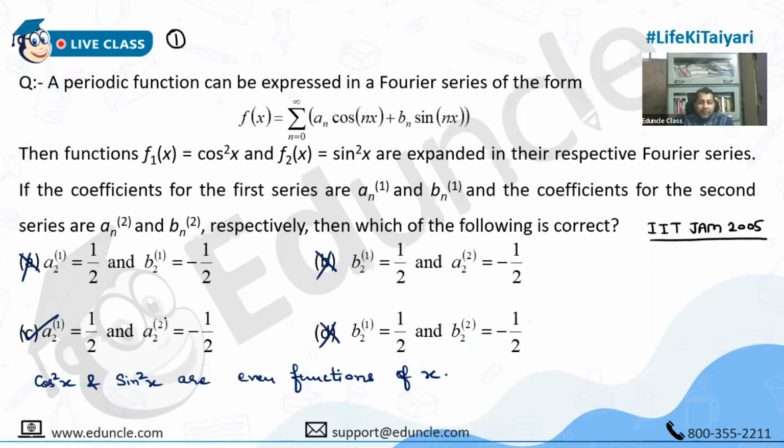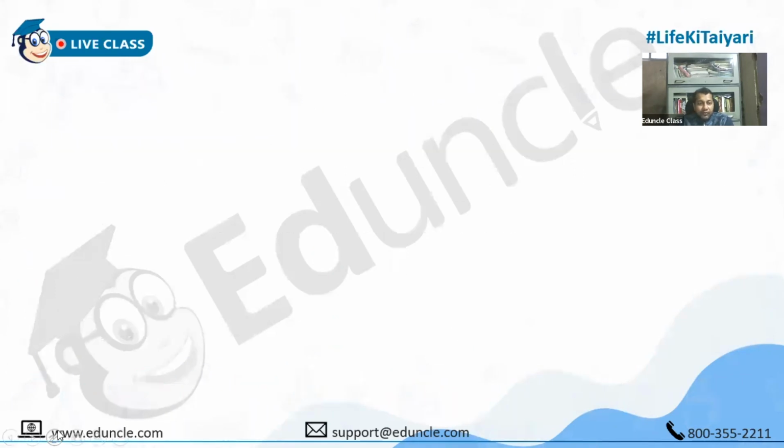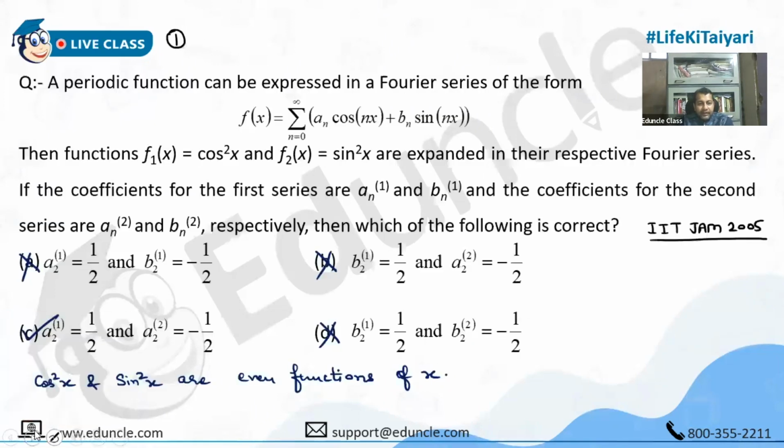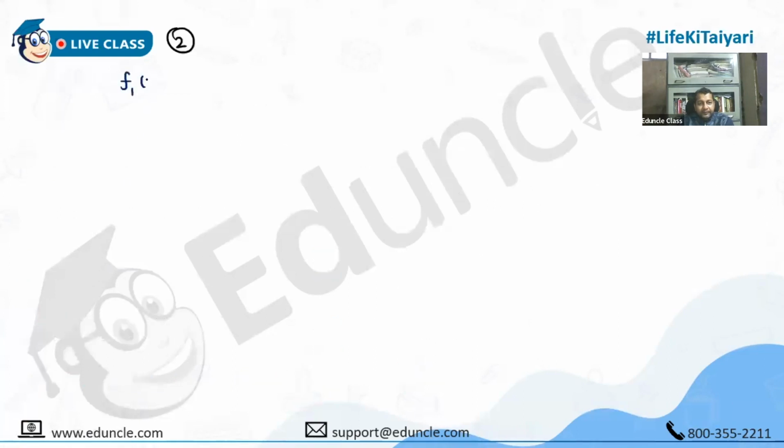But there may be multiple options of this kind. For example, there may be another option in which they say A21 is half and A22 is again half. Then what to do in such a case? So for that, what we can do right now, see, f1x is cos square x, na? And it can be written like (1 plus cos 2x) by 2, and it is half plus half cos 2x, na?